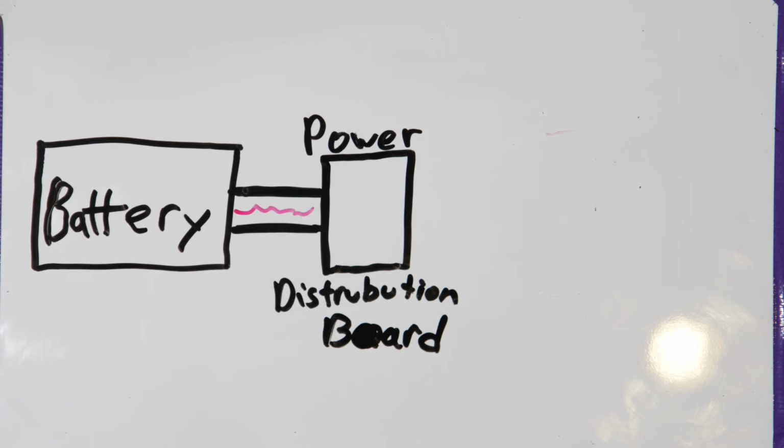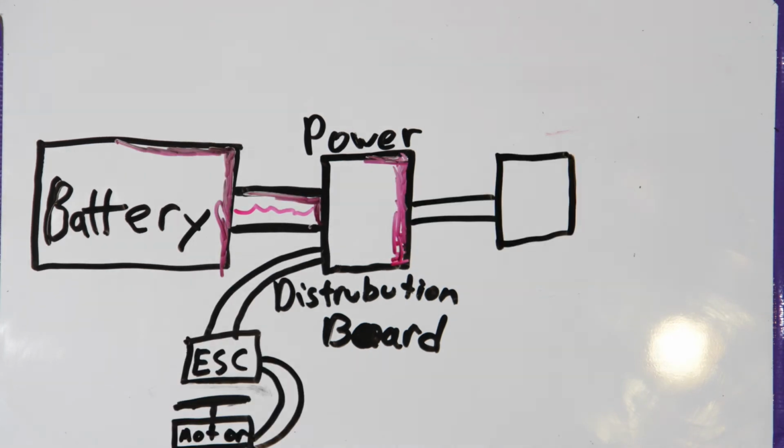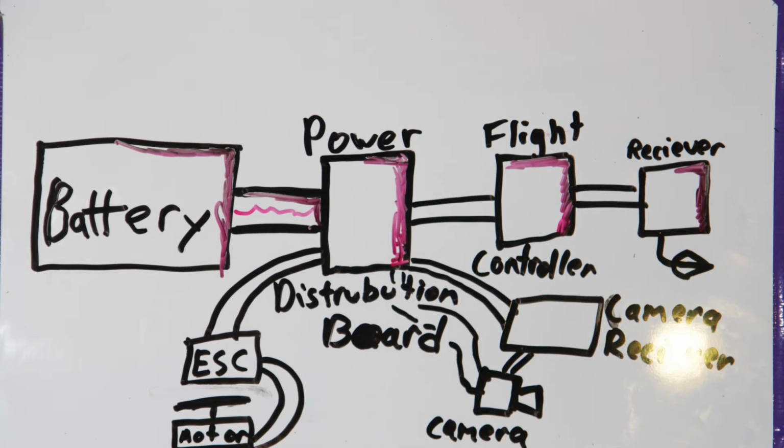The power distribution board receives power from the battery and distributes it to the electronic speed controller, the camera system, and the flight controller. The receiver receives power through the flight controller, and the motors receive power through the ESCs.